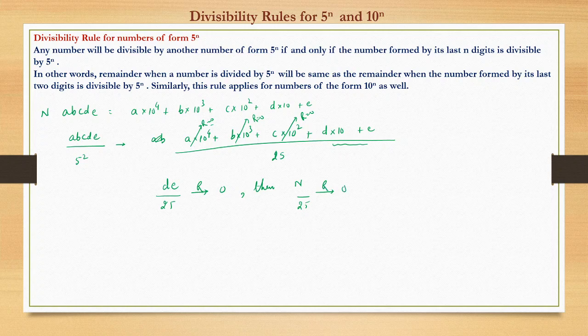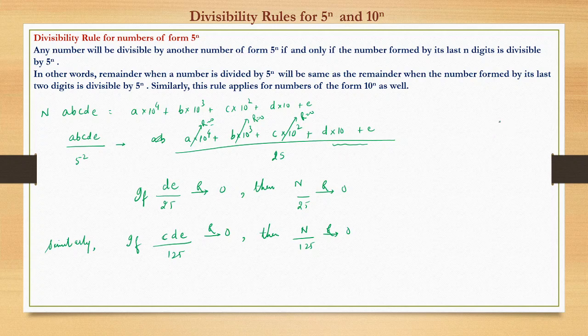So this is the same as the rule for 2 raised to power n. Had it been the divisibility test for 5 raised to power 3, we would have checked the last three digits, C D E upon 125. If the remainder is 0, then N upon 125 would give a remainder of 0. So this is the way we can check. And for 10, it's fairly easy. Any number is divisible by 10 raised to a power only if it has that many zeros.